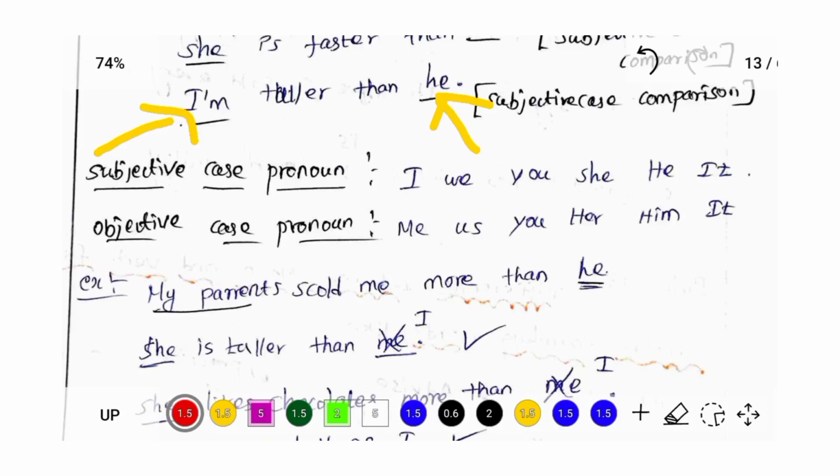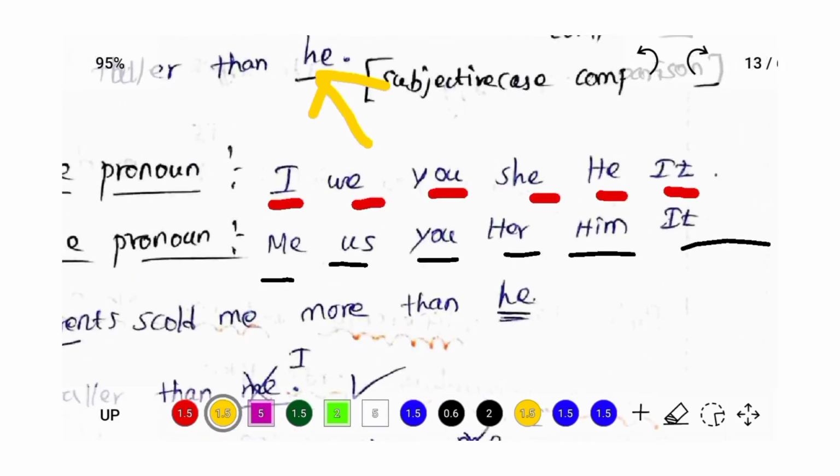Subjective case pronouns are I, we, you, she, he, it. Objective case pronouns are me, us, you, her, him, it. I, me; we, us; you; she, her; he, him; it.